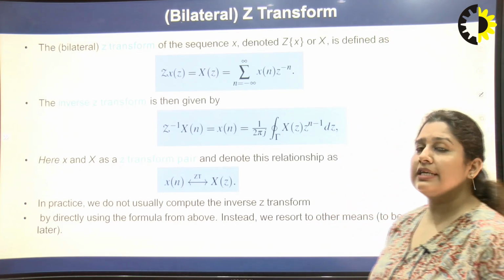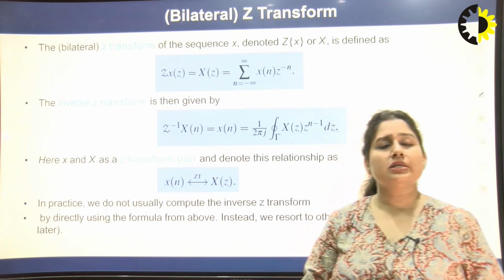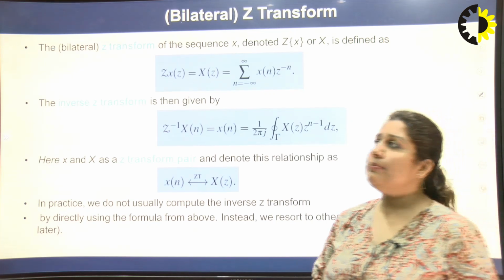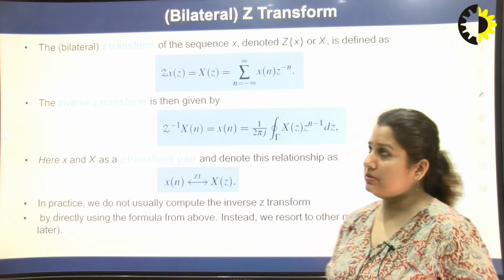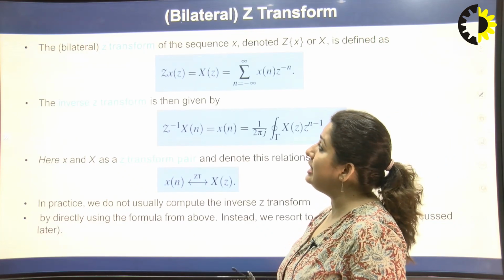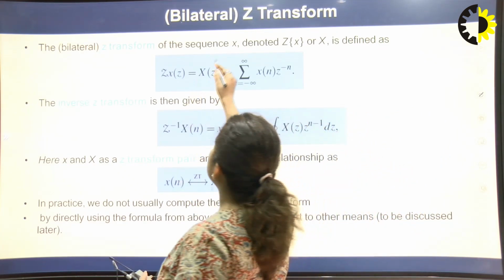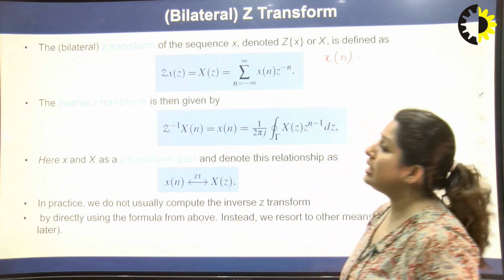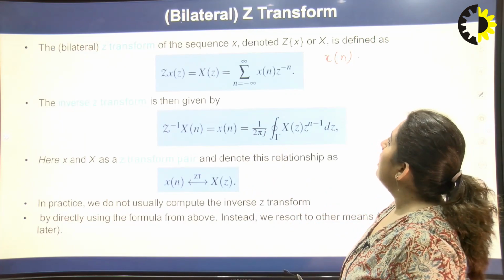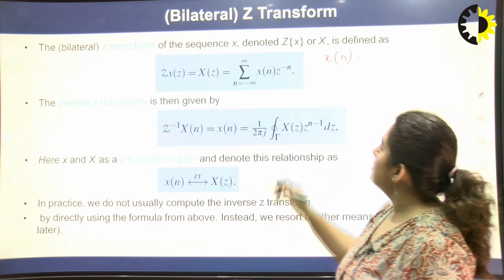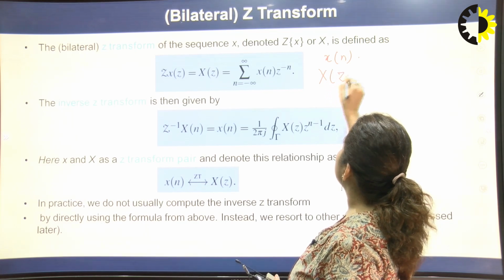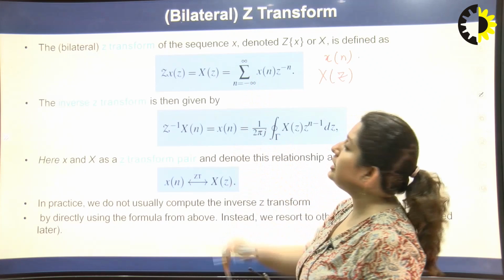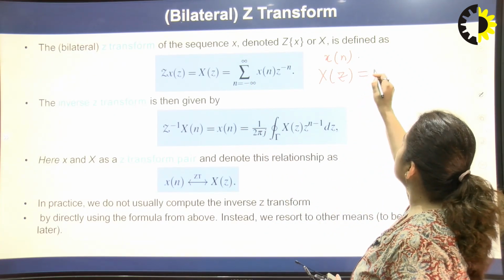Basically, it's for discrete time signals. That's why we use summation here instead of integration. The bilateral Z transform is a two-sided Z transform, as the word bilateral signifies, that means two-sided. The bilateral Z transform of the sequence x[n] is denoted by Z of x, and is defined as X of z equals summation over n equal to minus infinity to infinity of x[n] z to the power minus n.